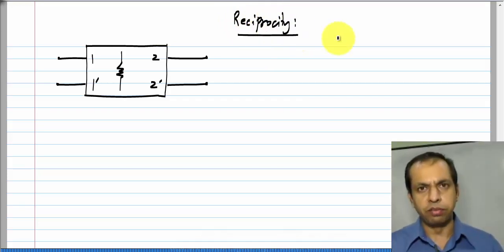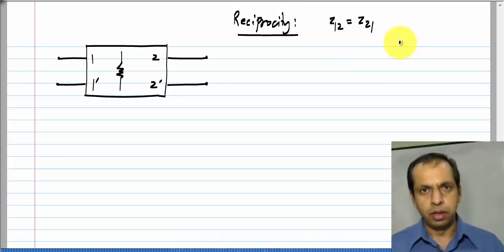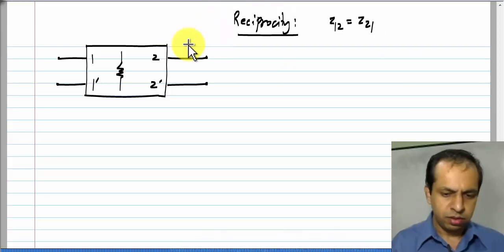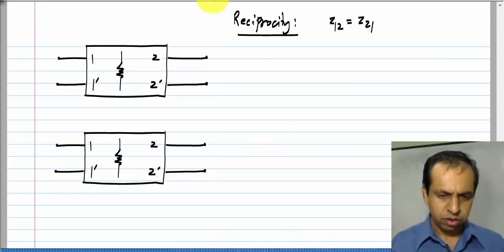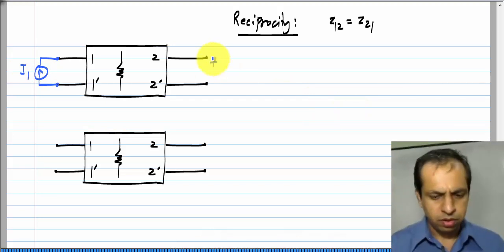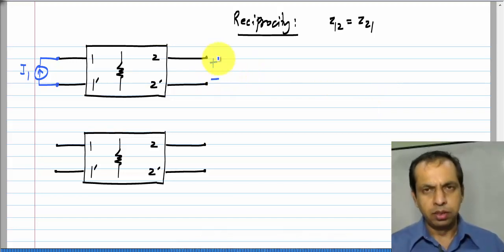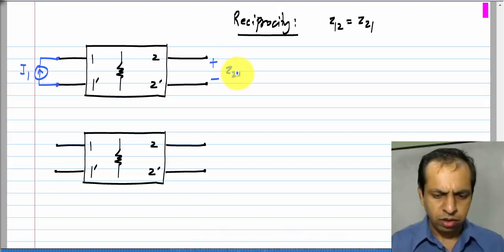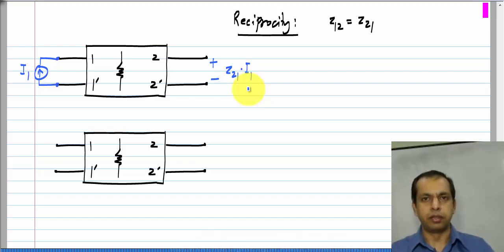We can prove this in terms of any of the 4 parameters. Let us say we think of proving Z12 equals Z21 for this network. Okay. Then what does it really mean? So, let us say I connect I1 to port 1 and nothing to port 2. I leave port 2 open circuited. Clearly, what comes out at port 2 between these 2 points is Z21 times I1. This is from the definition of Z parameters. Okay.